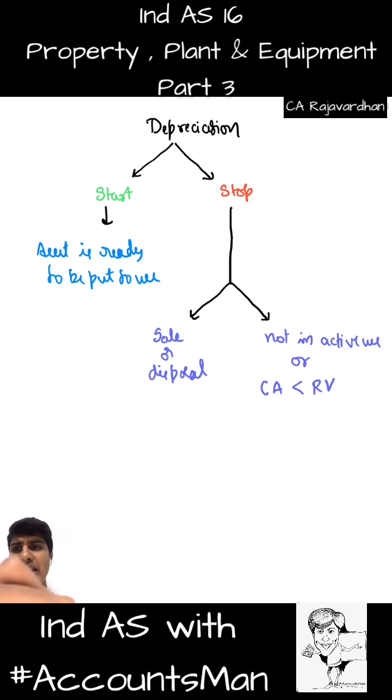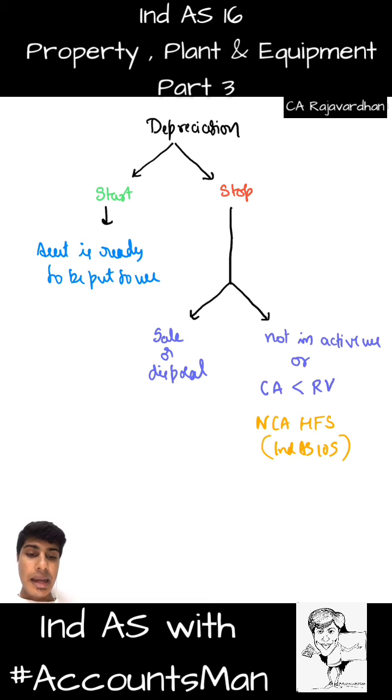You get that? If the carrying amount is lesser than residual value, at this point the asset can be treated as NCA HFS. What is NCA HFS? It is Ind AS 105. I've mentioned this NCA HFS previously, if you can remember. That is non-current asset held for sale. Then it will be valued at its realizable value.